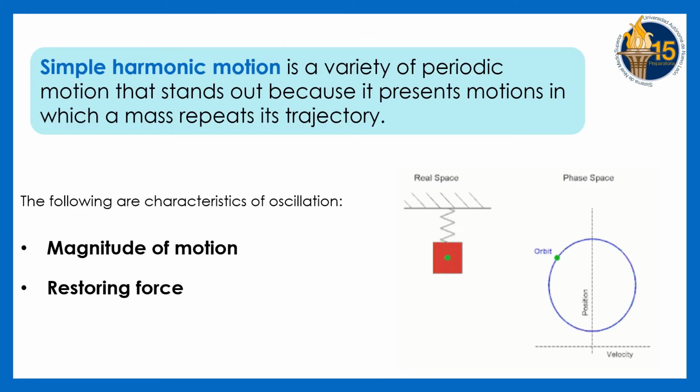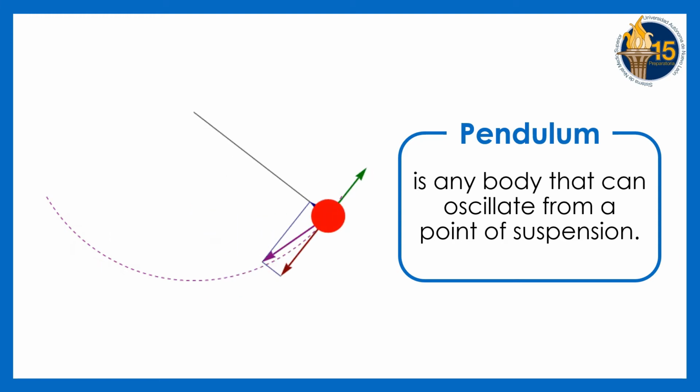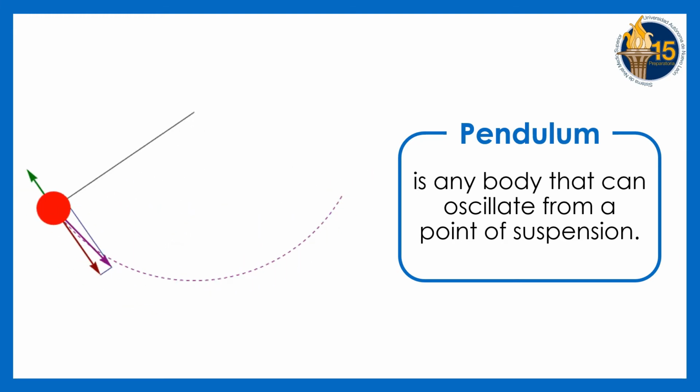Simple harmonic motion is a variety of periodic motion in which the mass repeats its trajectory. An example could be a spring or a rotation of something. It has two main features. The first is the magnitude of motion, or amplitude, and then we have the restoring force. This is a force that takes the object back to its equilibrium position. Another example of simple harmonic motion could be the pendulum. The pendulum is any body that can oscillate from a point of suspension.